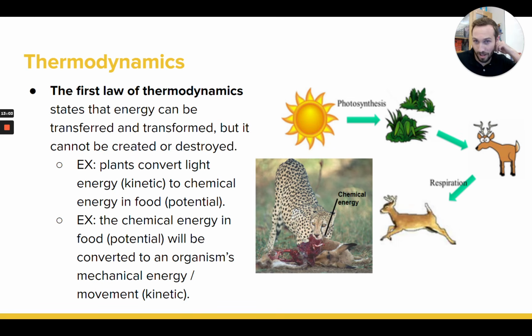The first law of thermodynamics states that energy cannot be created or destroyed. All of the energy that exists will always exist, and it can't just disappear from the universe, and it doesn't just come from nowhere. Instead, energy can be transferred from one place to another place, or it can be transformed from one type of energy to a different type of energy, but it doesn't just disappear or come from nowhere. It's not created or destroyed.